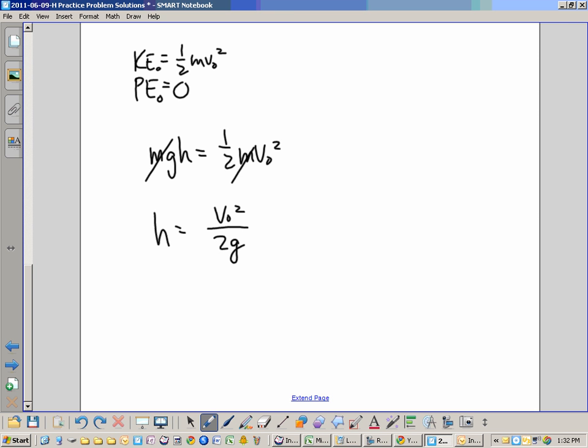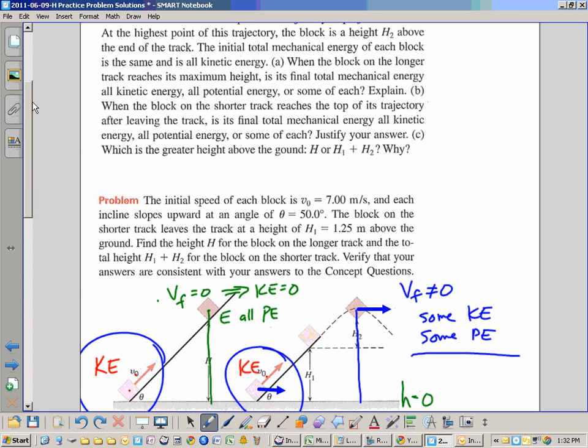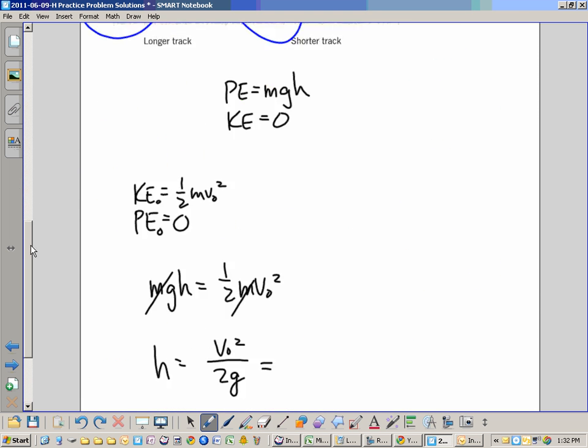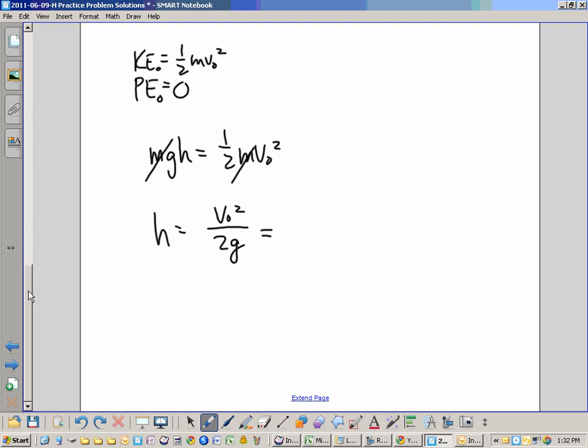Good to go. All right, so what do we have for our initial velocity? Wasn't it 7 meters per second? Yes? All right, 7 meters per second, and theta's 50 degrees. Wait, do we have to worry about theta? No, it's the same. All right. What about g? Wait, just kidding.